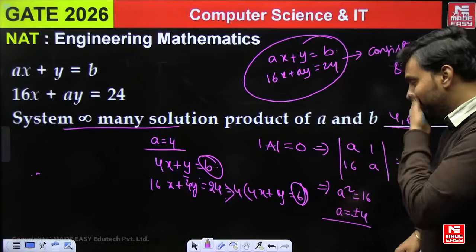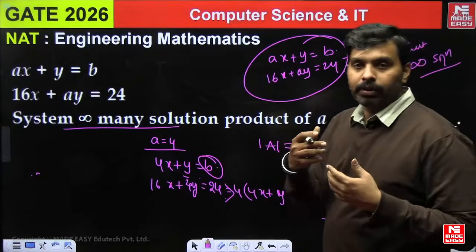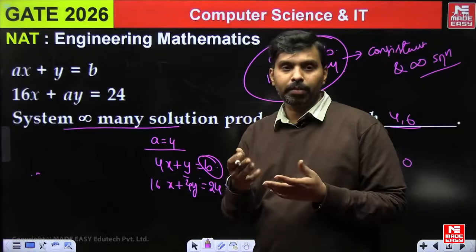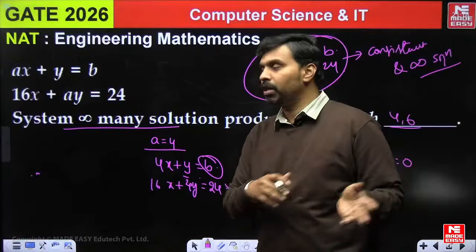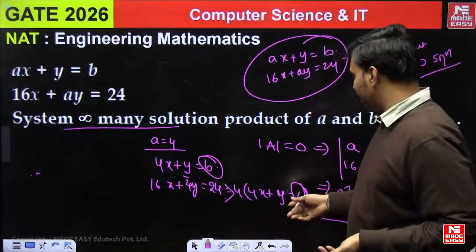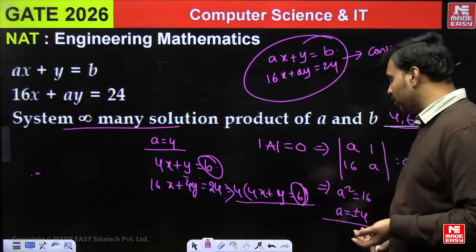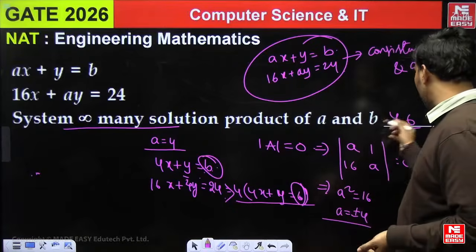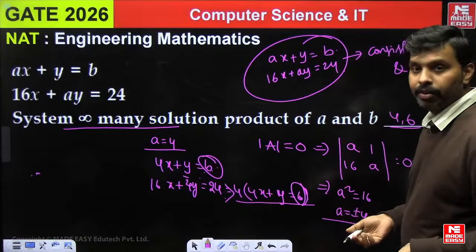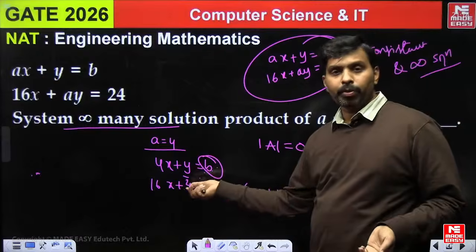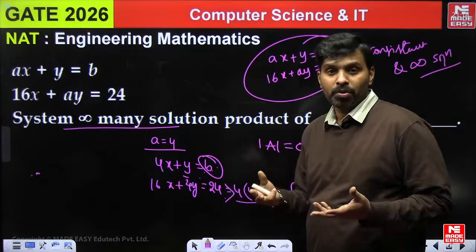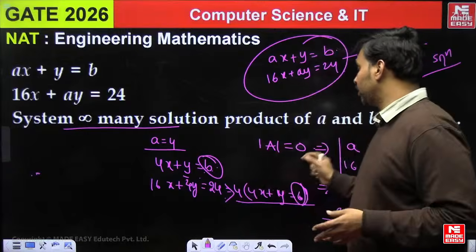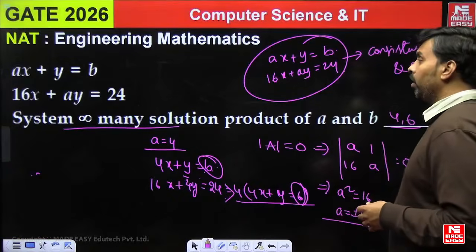Because when there are infinitely many solutions, you know that the equations must be dependent. That means one equation can be written as a scalar multiple of the other equation. So it is 4 times the first equation, therefore b is equal to 6. So a is equal to 4 and b is equal to 6. But for minus 4, if you put it, one equation will not depend on the other. That's why we take a is equal to 4 here.